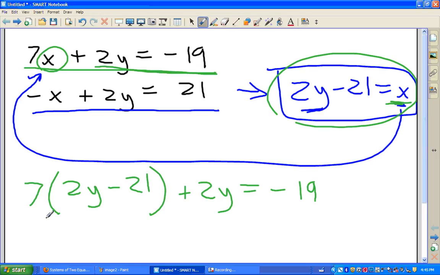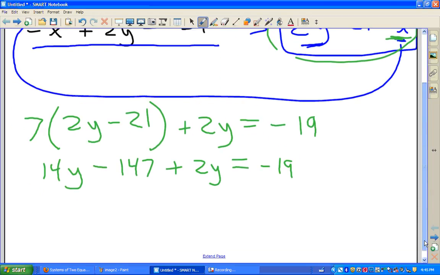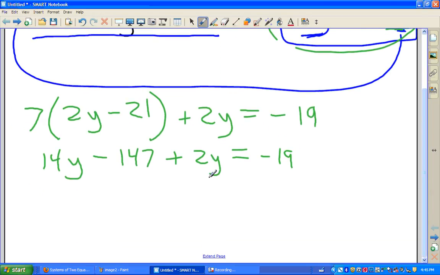Okay, FOIL this out or work it out. 7 times 2y is 14y. 7 times minus 21, I don't even know what that is. Got to get out my calculator for that. Okay, 147, it looks like. So minus 147, if I'm doing this right, plus 2y, this one remains unchanged, equals minus 19. Okay, need some more space here. So now 14y plus 2y gives me 16y minus 147 equals minus 19.